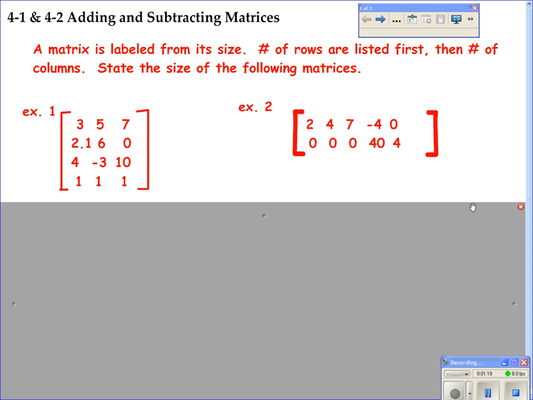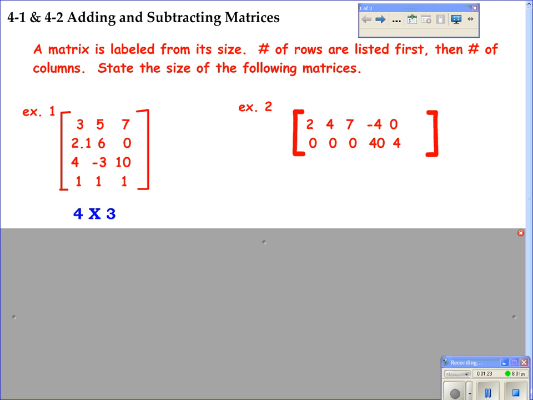So if we're listing the number of rows first and then columns, the size of that one is a 4×3. Those are the dimensions. We always go in that order, never the other way around. So looking at example 2, what are the dimensions of that one? 2×5.